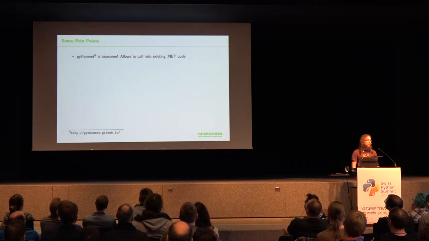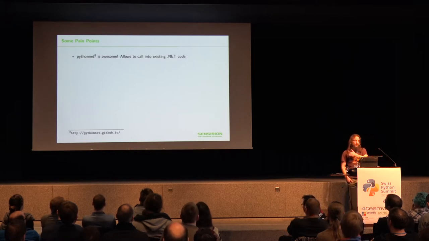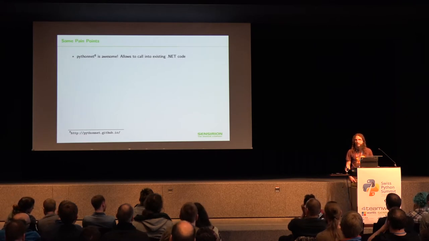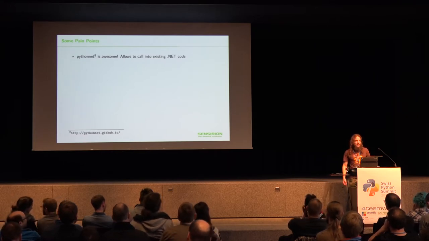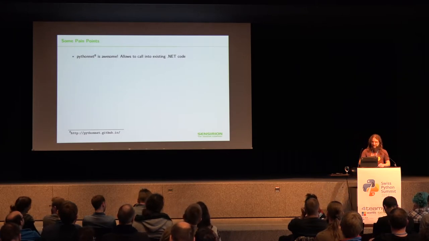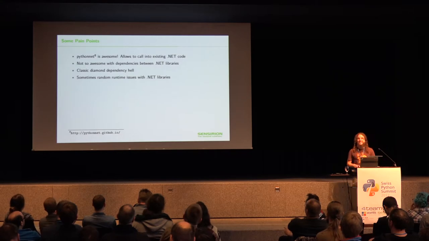Then some other pain point was Python.NET. It's a really awesome tool. It allows you to call into any existing .NET code, and we have really a lot of C# .NET code, which is used in production, is of high quality, and you can use all this power from Python, except it's not so awesome if those .NET libraries have interdependencies.